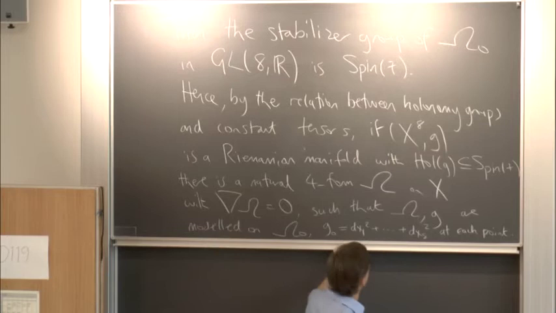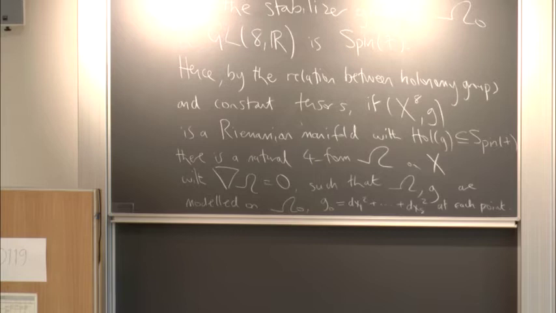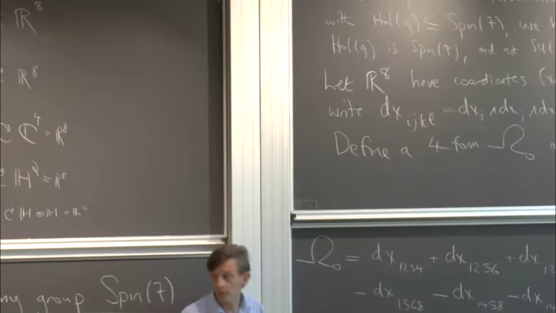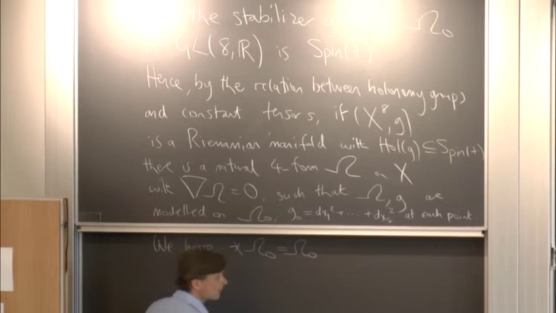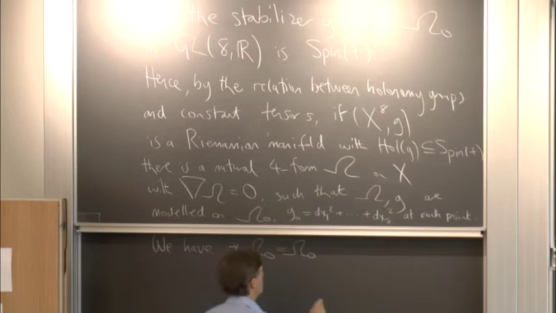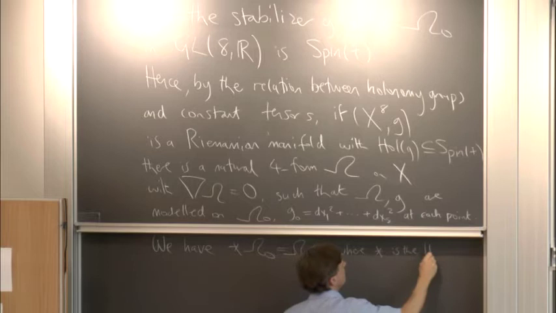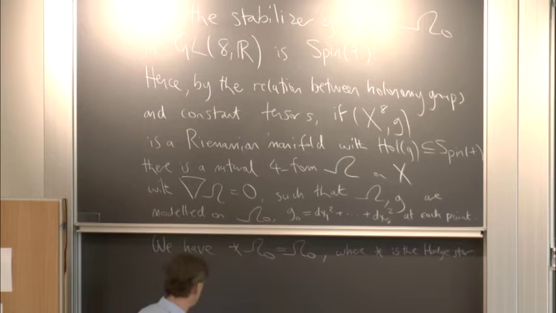Okay, so in the seven-dimensional case, we had one three-form phi, and then we took its Hodge dual to get another four-form star phi. In this case, we have star of omega 0 is equal to omega 0 with our standard orientation, so it's self-dual, where star is the Hodge star. So you can't make another spin 7 invariant form from that.